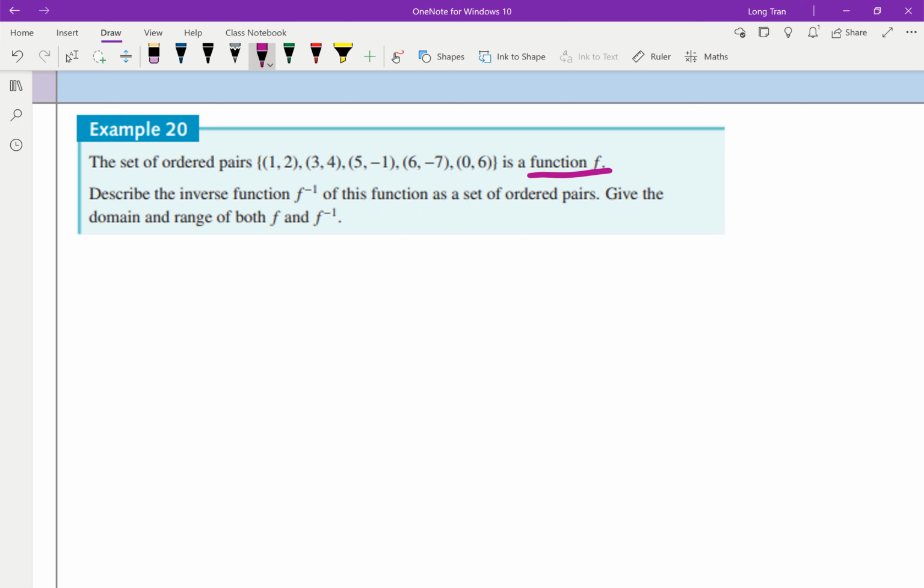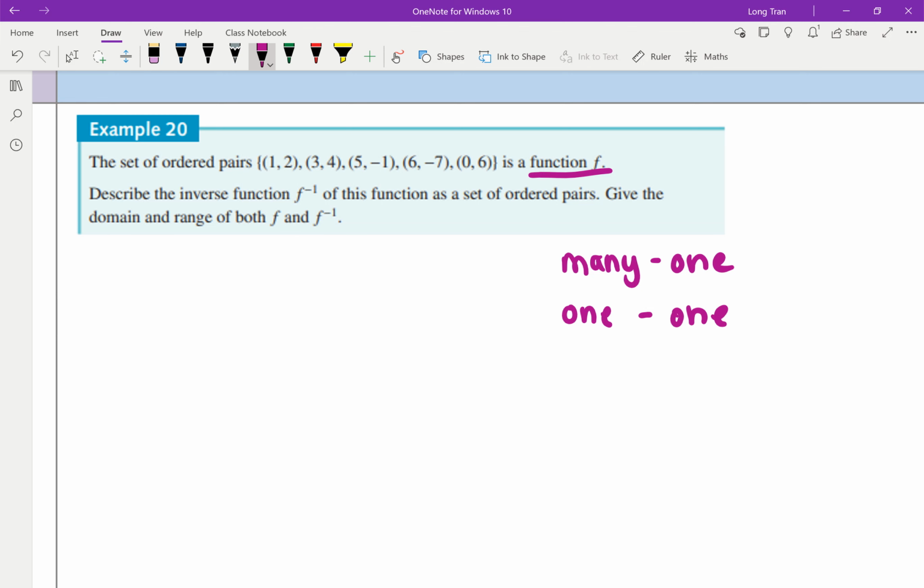So they tell you it's a function. If it's a function, that tells you we know it can either be a many to one function, or a one-to-one function. So there are two possibilities there. Now they say to describe the inverse function of this function as a set of ordered pairs. Give the domain and range of both f and the inverse.